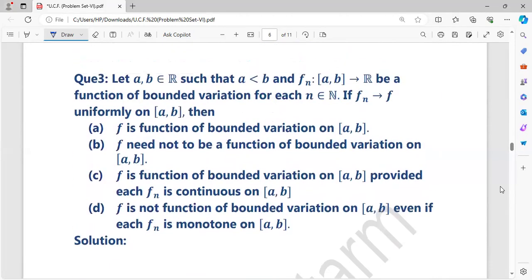Now, question number 3. A, B are real numbers such that A is strictly less than B, and each Fn on A, B is a function of bounded variation. If Fn converges to F uniformly on AB, then option B: F is a function of bounded variation on AB. F need not be a function of bounded variation on AB. F is a function of bounded variation on AB, provided each Fn is continuous. F is not a function of bounded variation on AB, even if each Fn is monotone on AB. Okay, let's see this question.